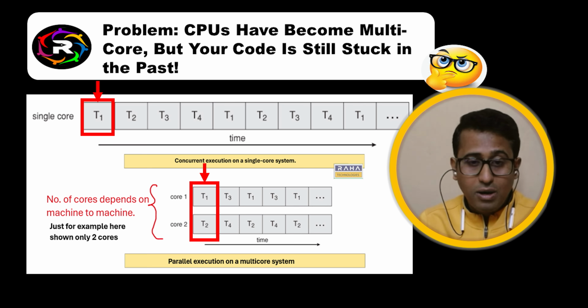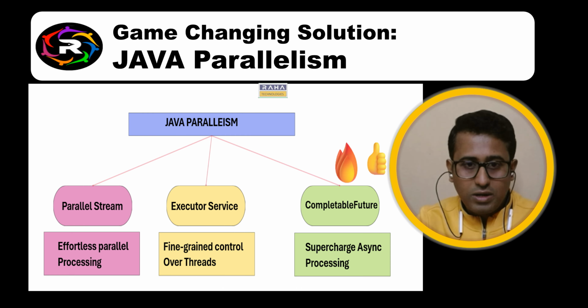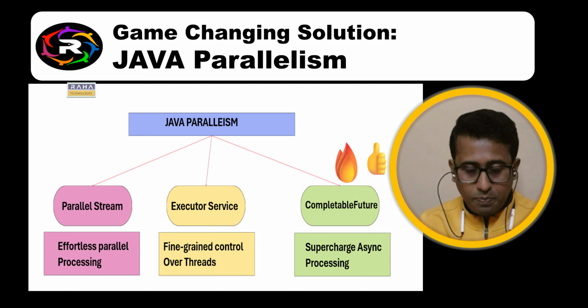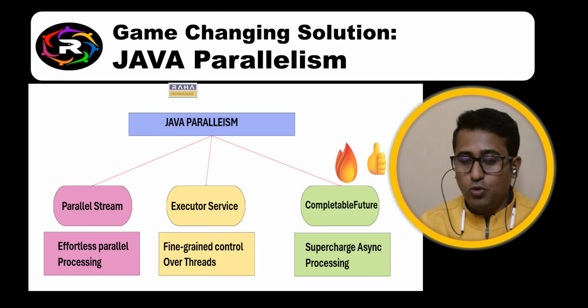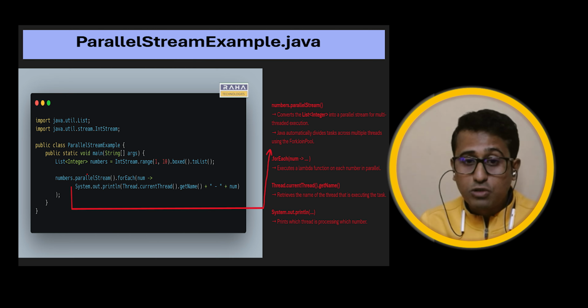So let's fix that. Java provides a game-changing solution, that is parallelism. The first method, parallel streams, which are effortless parallel processing. If you want an instant speed boost, parallel streams are your best friend. In this code, we are showing the details.